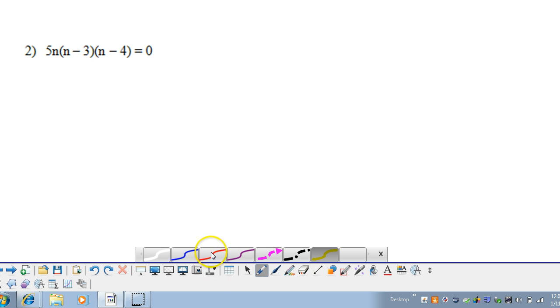Here's another example. Notice here, instead of two factors, we actually have three factors. So we need to actually set each of these three factors equal to 0. So there's actually going to be three solutions to this equation. We have 5n equals 0, or n minus 3 equals 0, or n minus 4 equals 0.